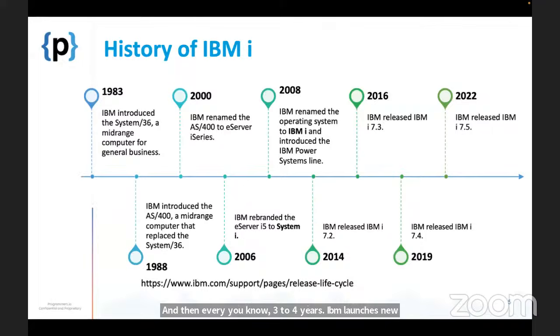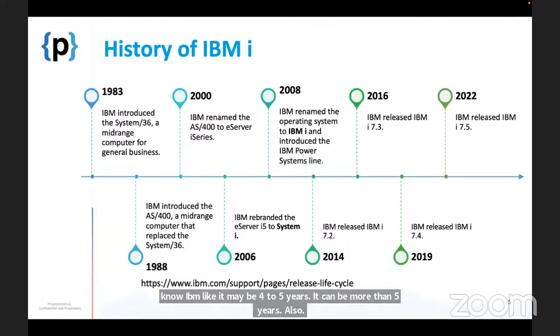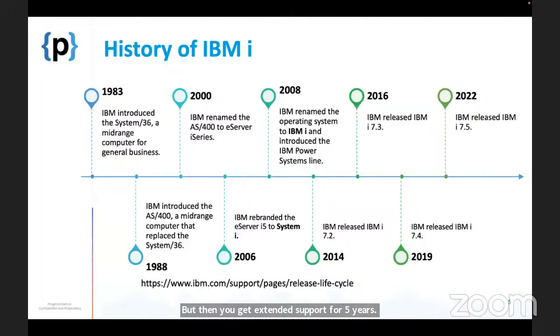Like in 2014, 7.2 was released. In 2016, it was 7.3. And the latest one is 7.5, which was launched in 2022. For each release, IBM has a life cycle of almost 7 years. Then there is an extended support period, which can be 4 to 5 years, or more than 5 years also. So typically you get about 10 years of support from IBM.